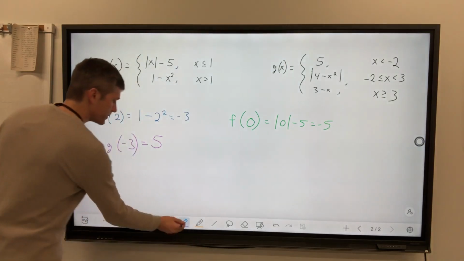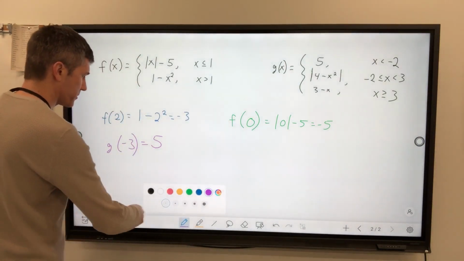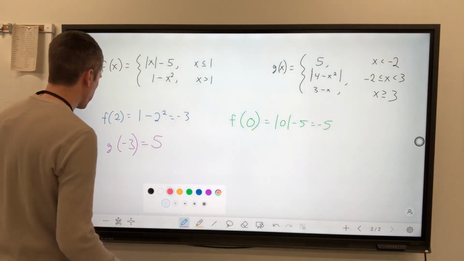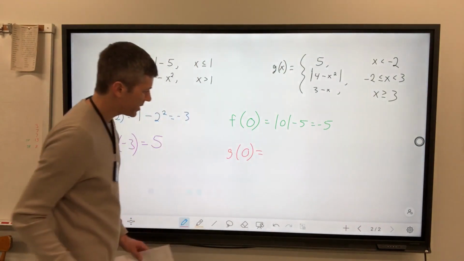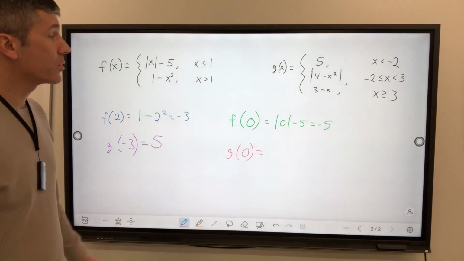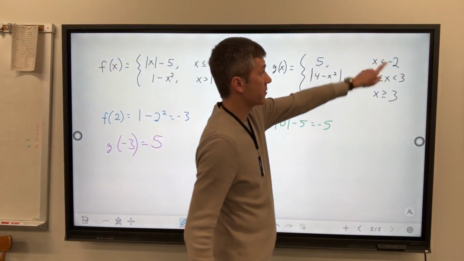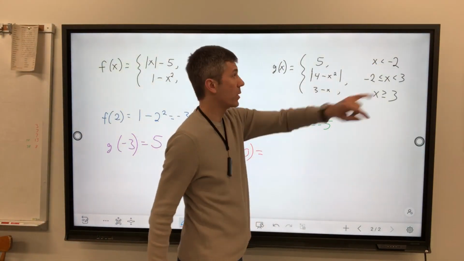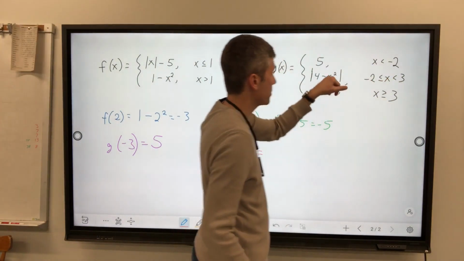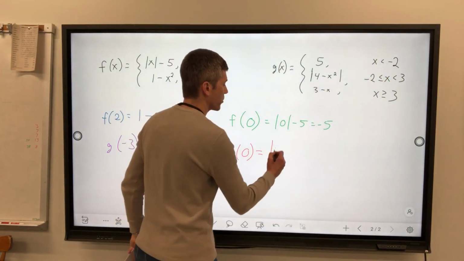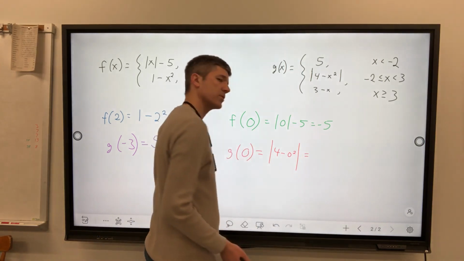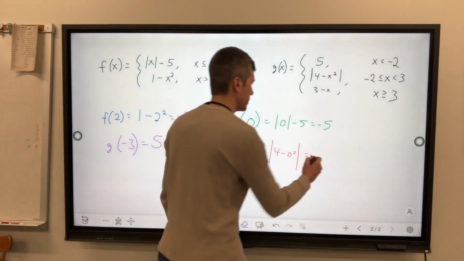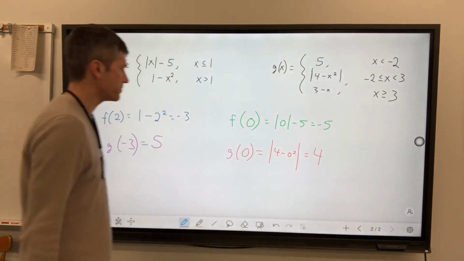All right. Pick a color. We'll go with red. And I have g of 0. 0 is not less than -2. It's not greater than 3. It is between -2 and 3. So we're going to plug a 0 in there. That gives me the absolute value of 4 minus 0 squared. So that'd be 4. Absolute value of 4 is 4. There we go. That's it.